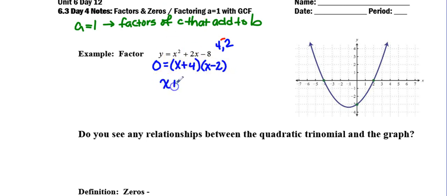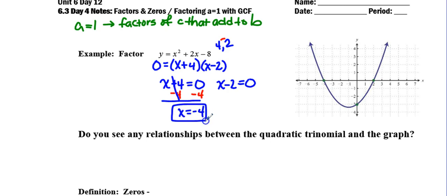So we're actually going to break up the two pieces. We're going to set x plus 4 equal to 0 and x minus 2 equal to 0 and solve. So here I would do what to get x by itself? I would subtract 4 from both sides and I would get x equals negative 4. From this one over here, it's x minus 2 equals 0. So to get x by itself, I can add 2 to both sides. That will get x equals 2.